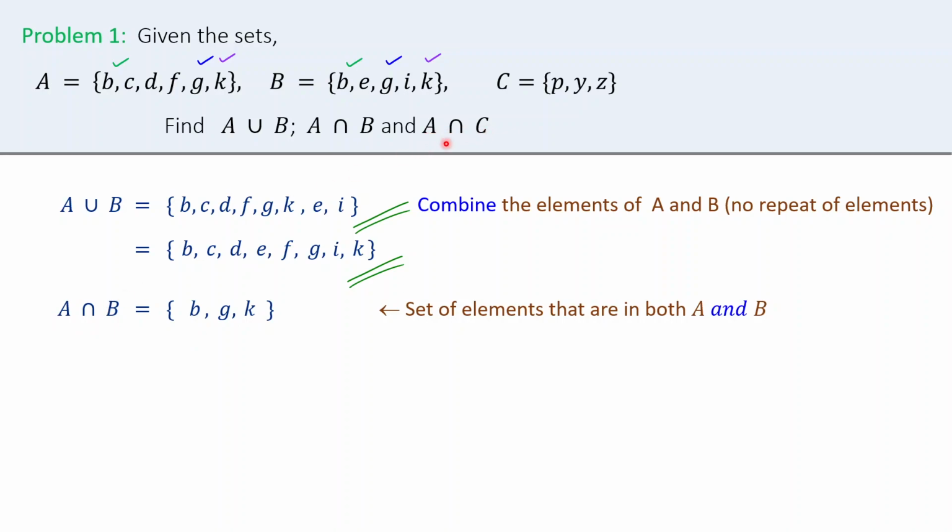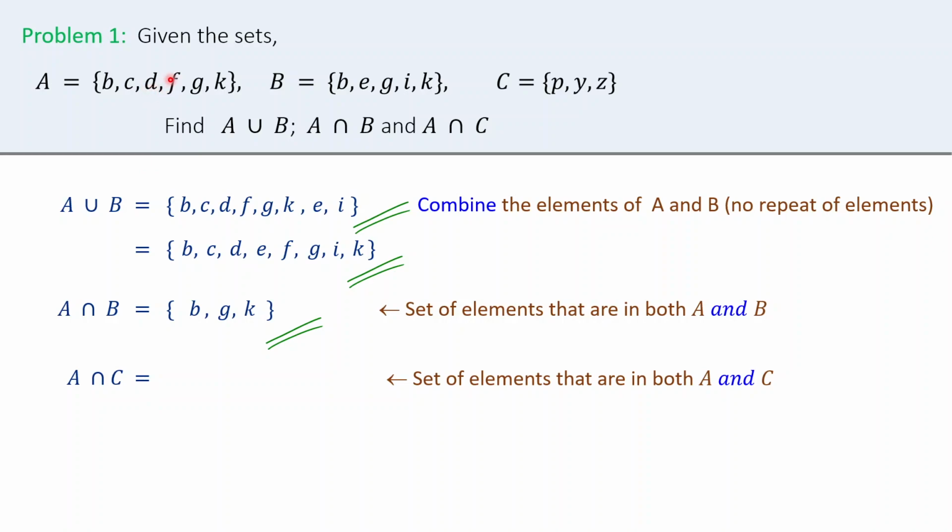Next, A intersection C. A intersection C is a set of elements that are in both set A and C. That is, you need to write the common elements of set A and set C. But none of these elements are in this set. So, this is an empty set. This is the symbol for empty set.